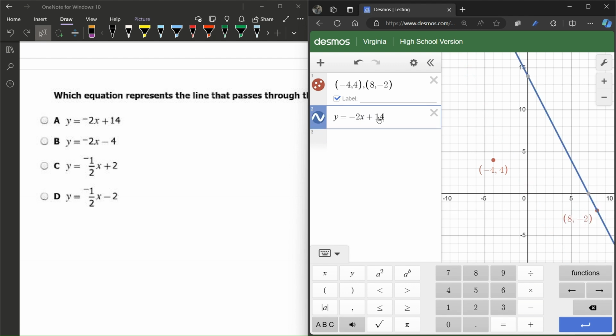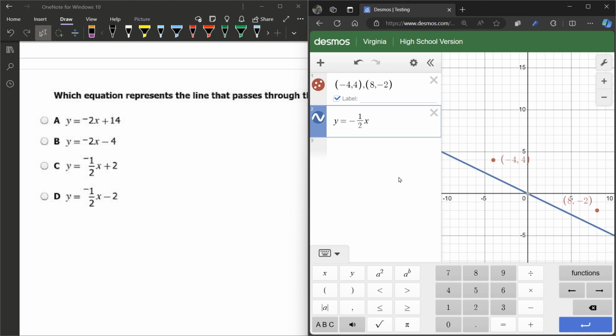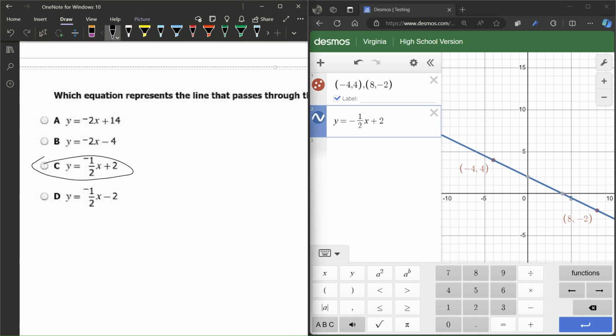And it didn't cut it. It just crossed through one of the points. So the second one is y equals -2x minus 4. And that didn't cut it either. So let's go ahead and now try the third one, y equals -1/2x plus 2. And that did. So your answer choice is C.